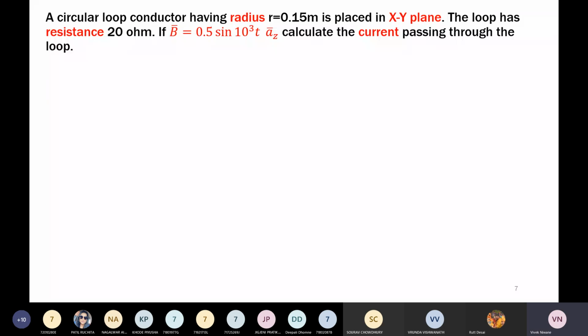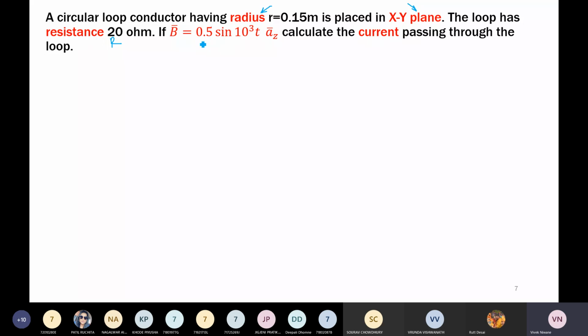So let us look at two numericals based on the Faraday law. A circular loop. Why we are looking at the numerical? Because this can be asked as an MCQ. A circular loop conductor having radius r is placed in the xy plane, that is z equals 0 plane. The loop has resistance R.